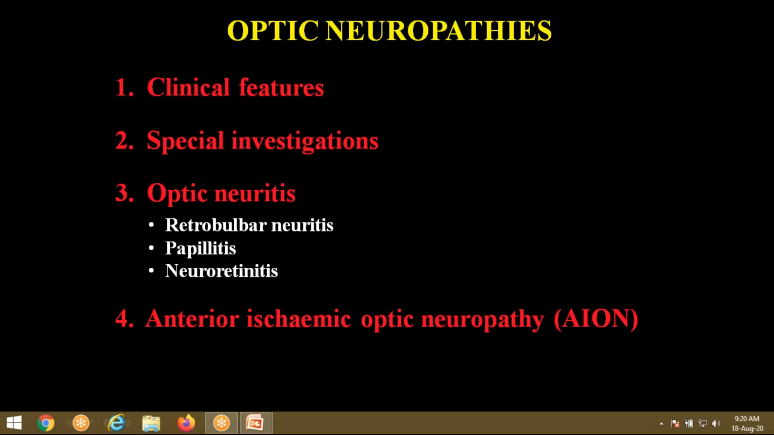Today, we will be discussing optic neuropathies. So what are these optic neuropathies? In the eye, we have a nerve called the optic nerve. When there is an inflammation or swelling or damage to the optic nerve due to either infectious or non-infectious reasons, we call it neuropathy.